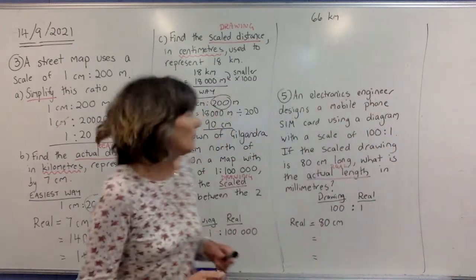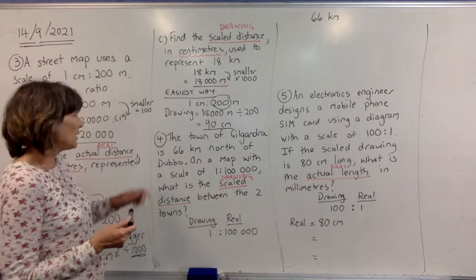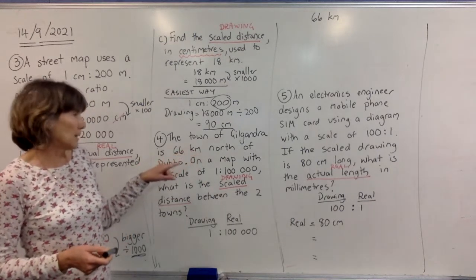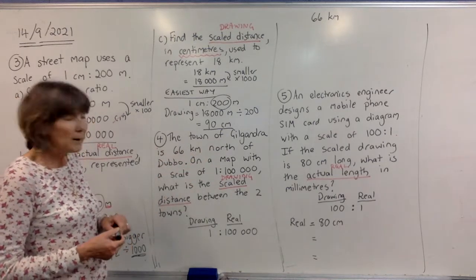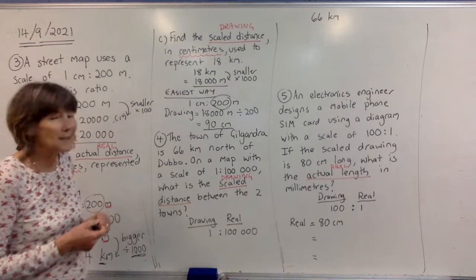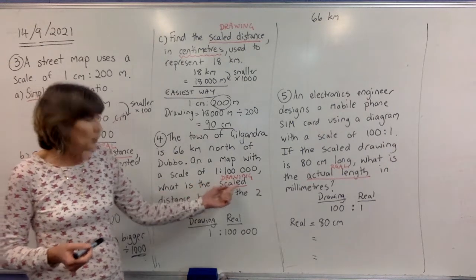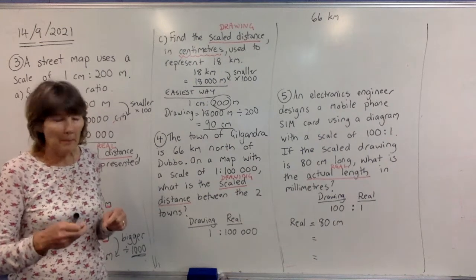Okay, now the next question. We're looking at two towns, the town of Gilgandra and the town of Dubbo. These two towns are 66 kilometres apart. Gilgandra is 60 kilometres north of Dubbo. So on a map with a scale of 1 to 100,000, what is the scale distance between the two towns? So in other words, what would the drawing measurement be between them when we measure it on a map?